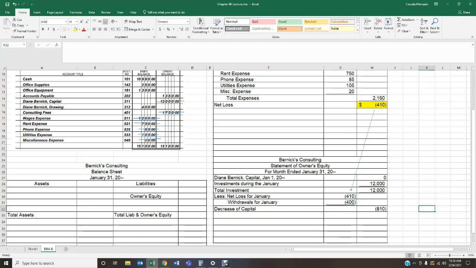On top of that, the owner, Diane Bernick, withdrew $400 for personal use. That means that our capital is decreasing by $810. Okay, now we can calculate our ending capital.